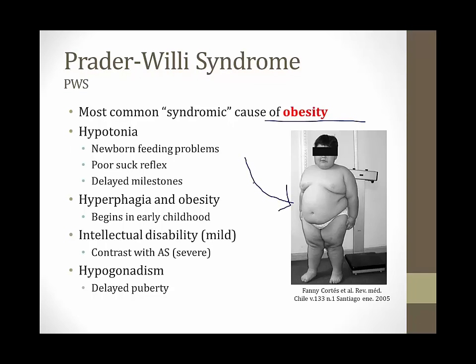At birth, one of the first things that's often noticed is that these children have hypotonia. They can have feeding problems, a poor suck reflex. As they grow, they often have delayed milestones. They then develop hyperphagia and obesity. This begins in early childhood and persists through development. There's usually mild intellectual disability, and this is in contrast to Angelman syndrome, which we'll talk about in a minute, where there is severe intellectual disability. And then finally, these children often have hypogonadism and delayed puberty.